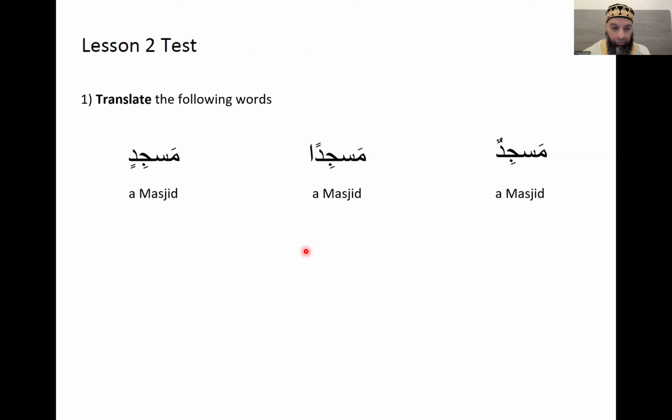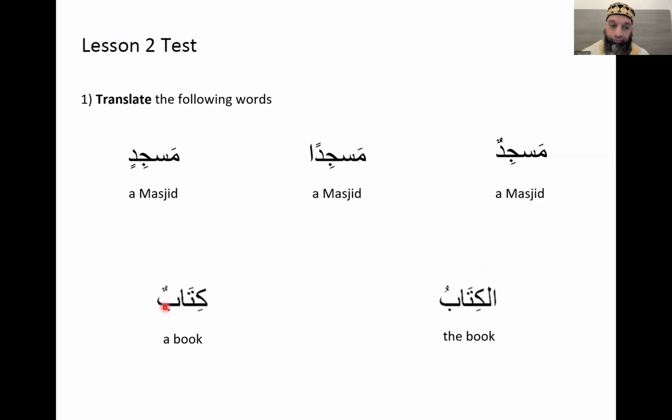Okay, next one. Excellent. So al-kitabu means the book. The way you can tell it's the is simply because it's got an al there. Al is showing you that it's the. Yes, you can also look at the ending, but that's a secondary way to see it. The primary way is if it's got an al, it means the. Al-kitabu, the book. This one here, no al, so it means a book.